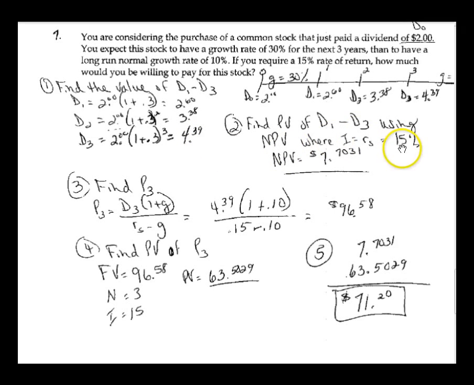Your I is the 15% required rate of return, and when you plug this into your calculator, you should get $7.74 and 0.7031 cents. Okay.